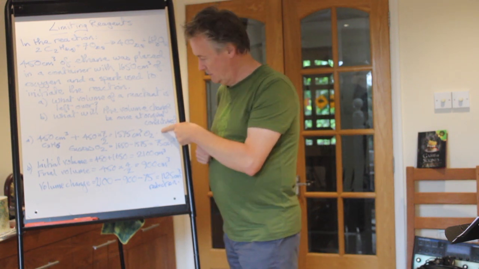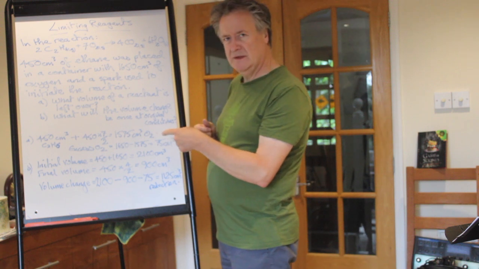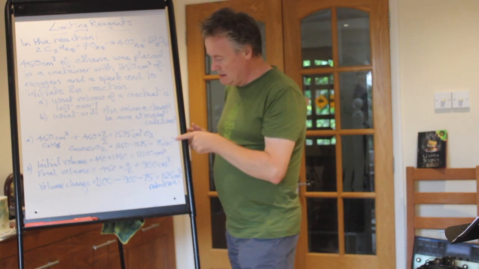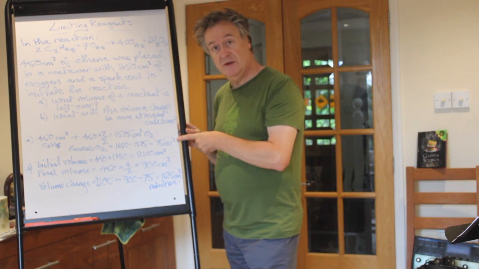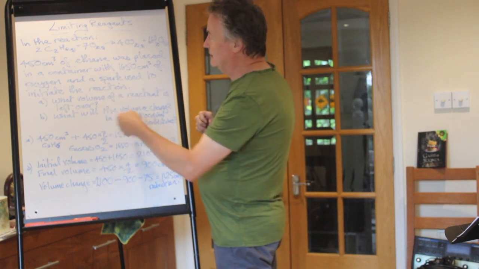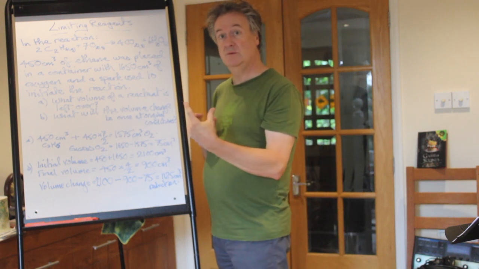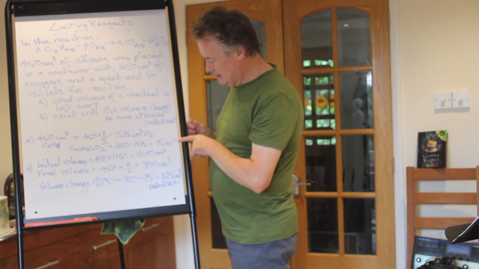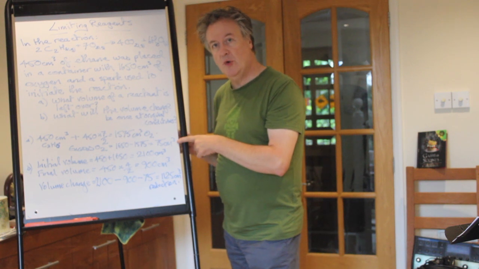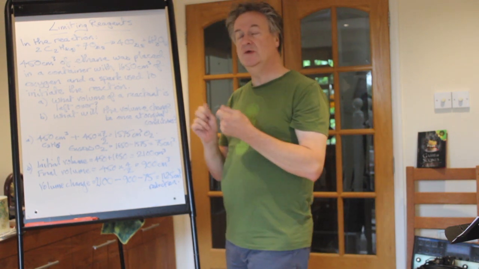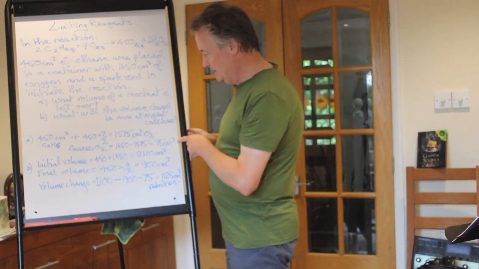I might have said ethene, no, it's ethane. So there's an excess of oxygen of 75 because the limiting reagent is the ethane, so the oxygen won't all get used up. 75 cubic centimetres more oxygen put in than you would have needed for complete combustion.